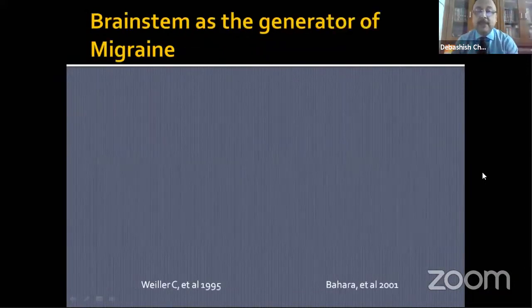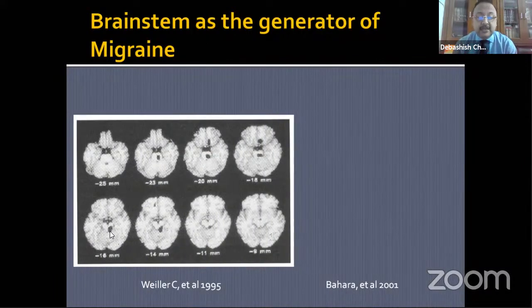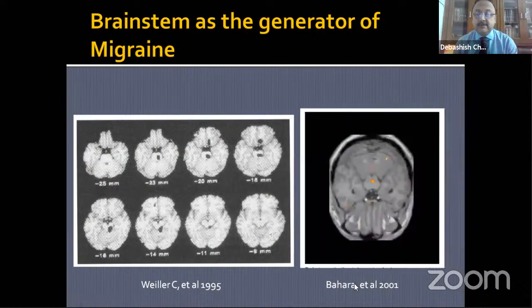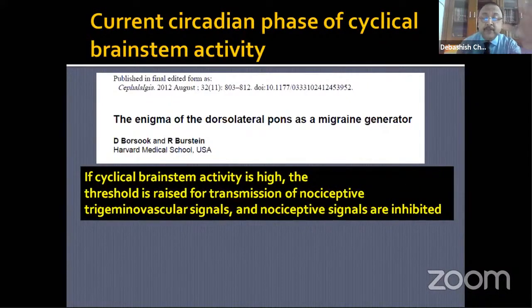So the question comes: what is the function of the brainstem then? In 1995, a group of workers led by Weiller produced fantastic images in which they showed that at the onset of the migraine pain, areas of the dorsolateral pons are lighting up, which was further confirmed by Anish Bahra's group in 2001. And then they started saying that the brainstem is the generator of the pain. But actually, the dorsolateral pons is not the generator. The pain mechanism has already been generated in the hypothalamus. It's only at the level of the pons, at the level of the brainstem, that it is the gate through which these nociceptive signals are going to pass.